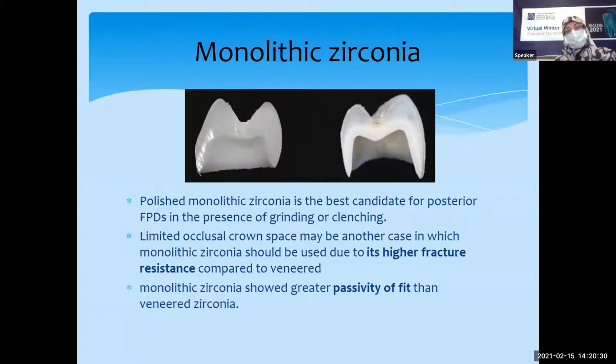Monolithic zirconia is a good candidate for posterior FPDs, especially in a situation when we have grinding or clenching. Also, limited occlusal coronal space is another case in which monolithic zirconia should be used. And also, monolithic zirconia showed greater passivity of fit than veneered zirconia.